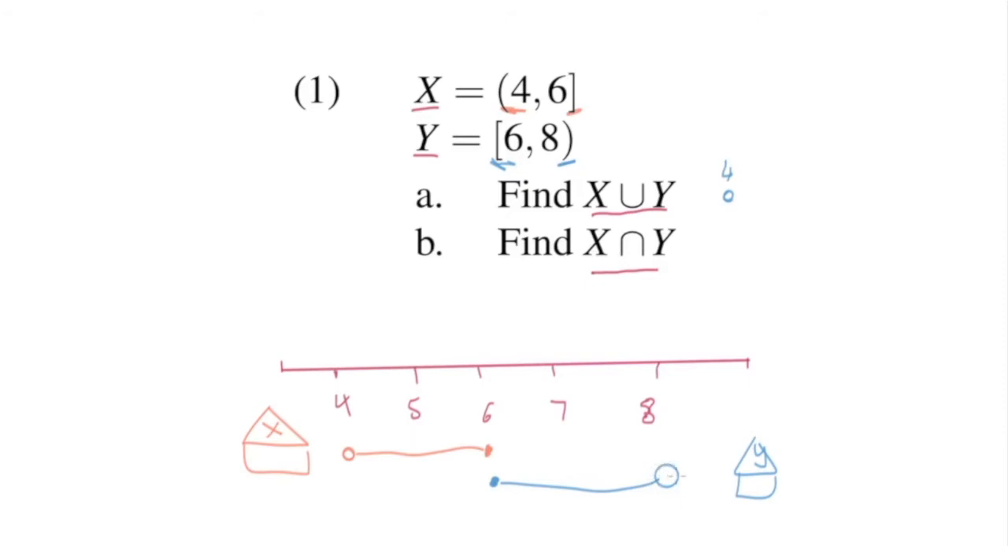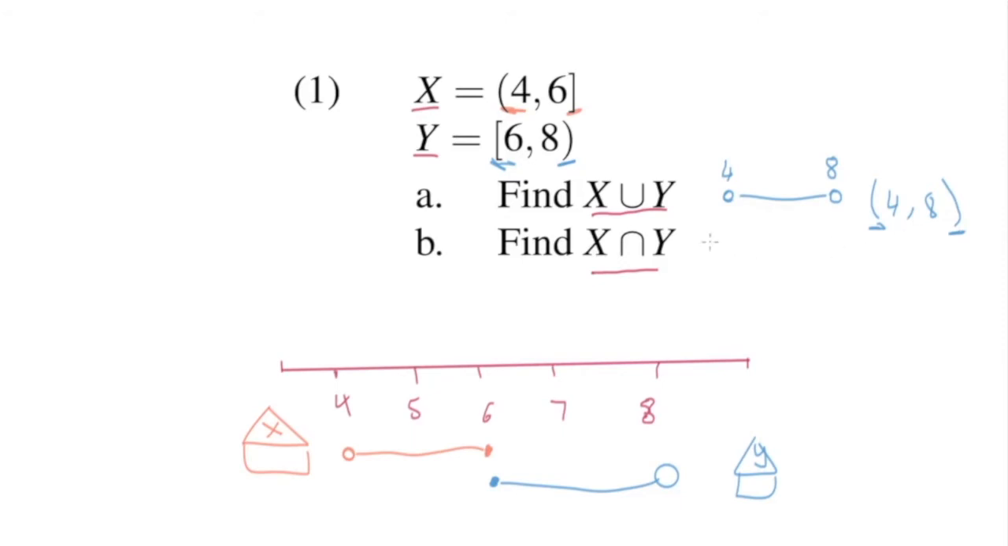At 8 itself, we've got an open interval. So we have an open interval from 4 to 8, not including either 4 or 8. So the answer would be 4, 8, surrounded in curved brackets. So these are telling us that 4 and 8 are not included. Okay, let's look at the intersection.